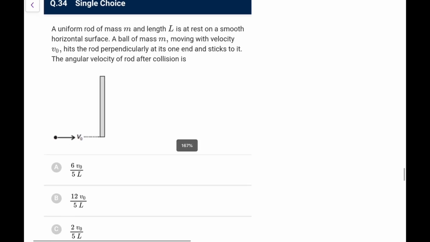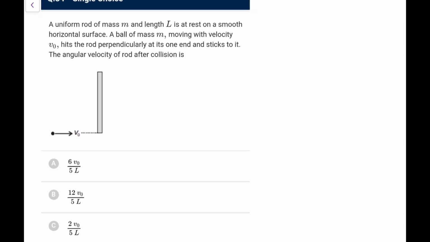A uniform rod of mass m and length L rests on a smooth horizontal surface. A ball of mass m moving with velocity v naught hits the rod perpendicularly at one end and sticks to it. The angular velocity of the rod after collision, because it sticks to it, so now both will move about their common CM. About their common CM, that would be at this distance. This distance is L by 4.